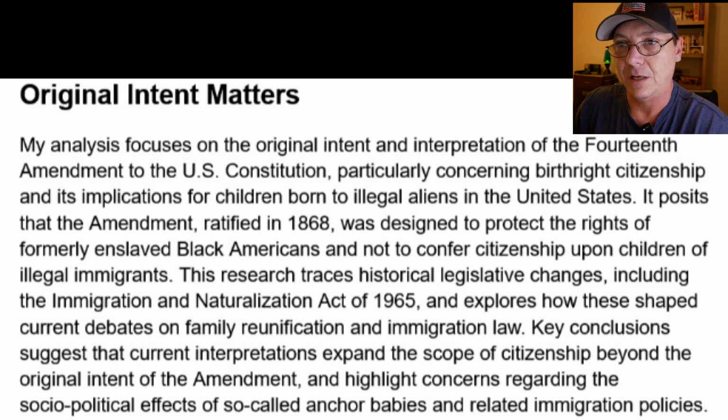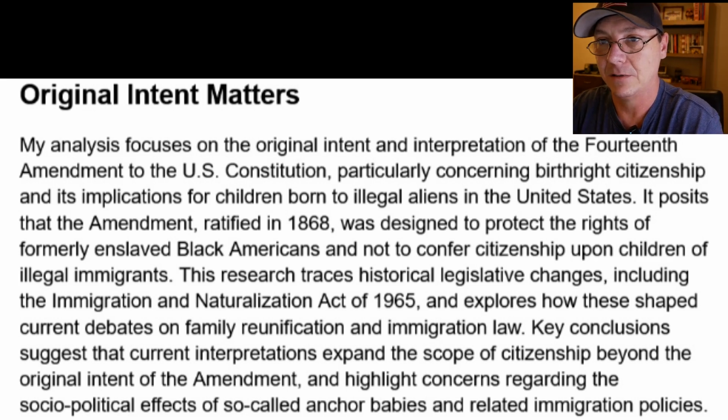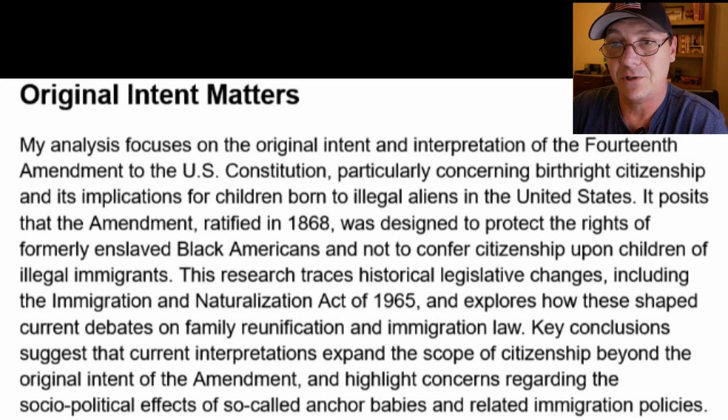So let's get into original intent. And I wrote, original intent matters. Obviously a play off of Black Lives Matter and all this stuff, which I don't disagree with. Black lives do matter, and that's what the 14th Amendment was all about. But original intent matters, okay?